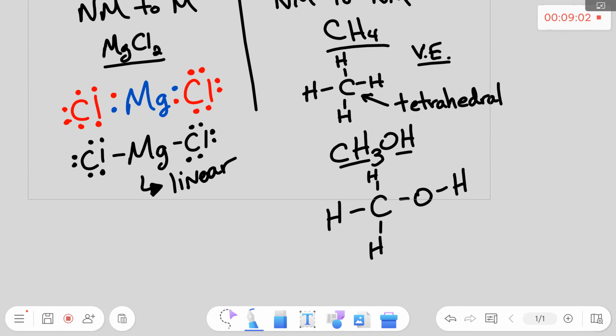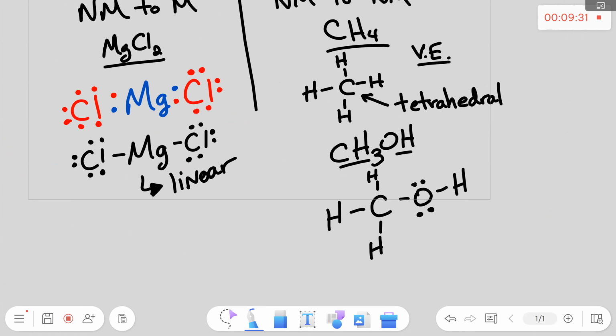However, since this is a covalent bond, I'm missing some things. What am I missing? I'm not finished. Almost the way there. Brandon, do you know what it is? Absolutely. On what element? Oxygen. Fantastic. We need to put our lone pairs on the oxygen. And this will help us figure out our shapes.